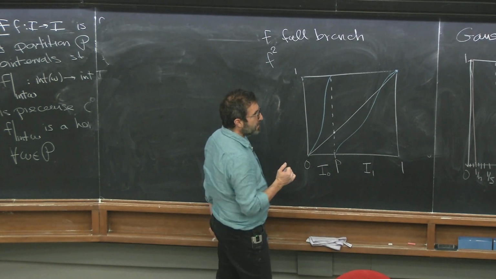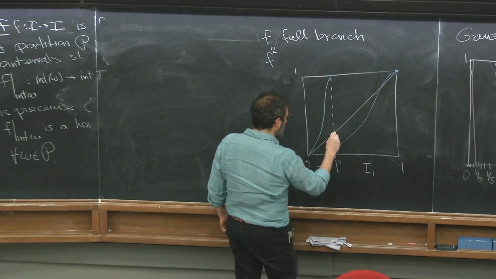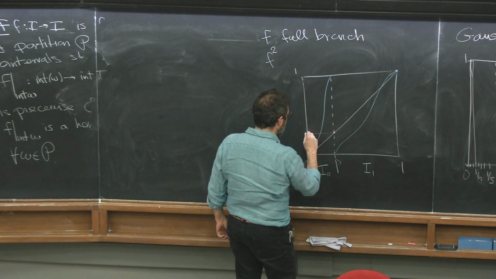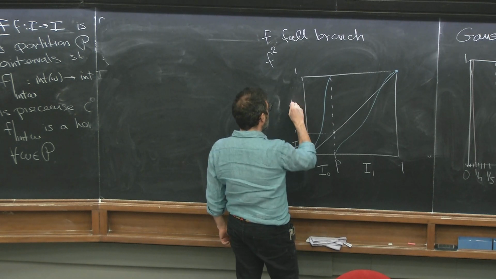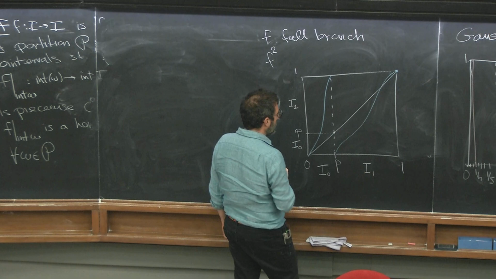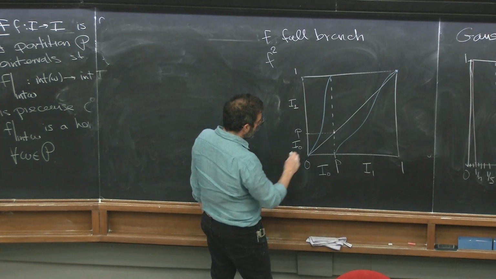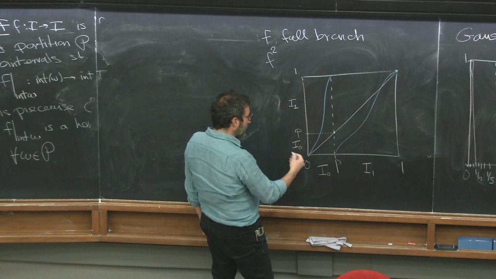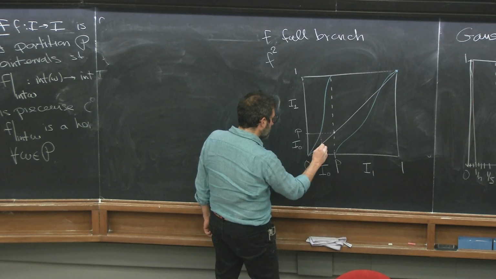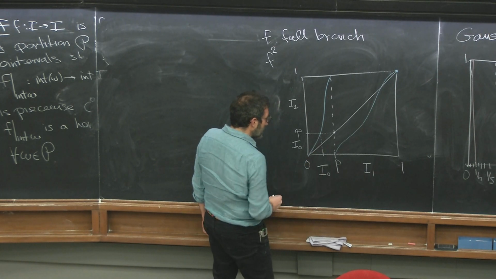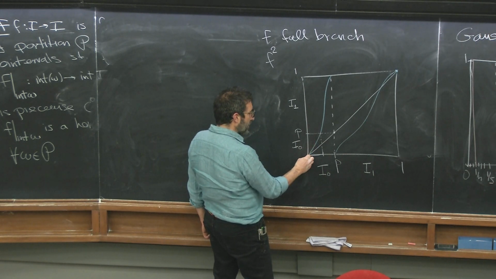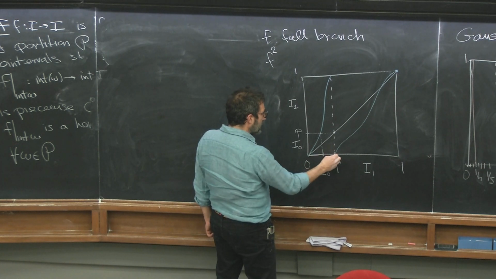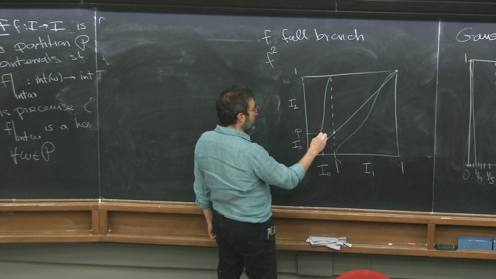Right? So here, this is the point P, this is I0, this is I1, okay? So on the y-axis, this means that we have this splits into 2 parts. This interval here is going to map bijectively to I0 itself, and this interval here is going to map bijectively to I1.